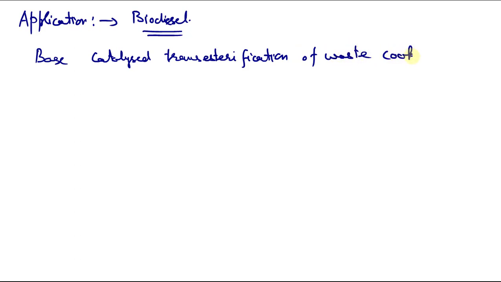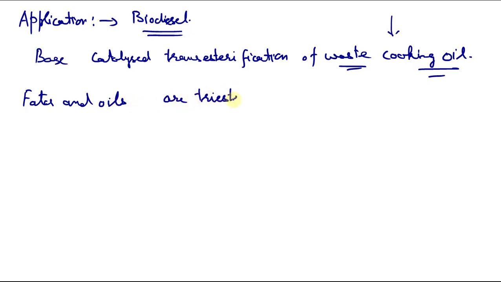We use waste oil that is not used elsewhere, so converting that into useful products is quite a helpful reaction. Cooking oil, basically fats and oils, these are triesters of glycerol. They are also called triglycerides. All the fats and oils, even in our body we have triglycerides. All animal fats and oils contain these triglycerides.